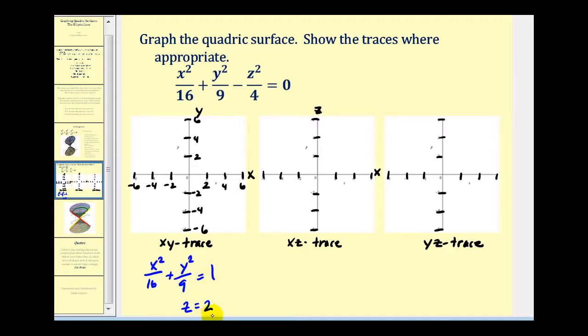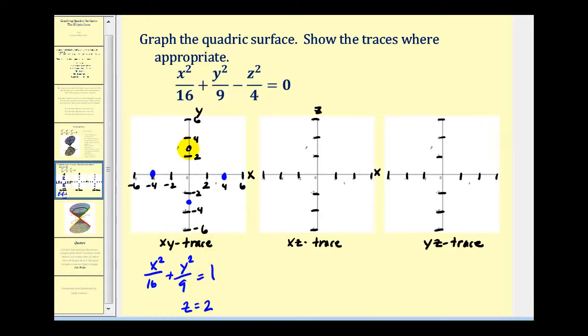So this plane would be 2 units above the xy plane, but we're going to go ahead and use it as the xy trace. Again, this would be an ellipse where the major axis is horizontal and the minor axis is vertical. And the center is at the origin 0, 0. Here we have a squared equals 16, so a is 4. So we'll go 4 units to the right and 4 units to the left to determine the endpoints of the major axis, and then up and down 3 units to determine the endpoints of the minor axis. Again, remember this is not the exact xy trace, it's the z equals 2 trace, but it is parallel to the xy trace.